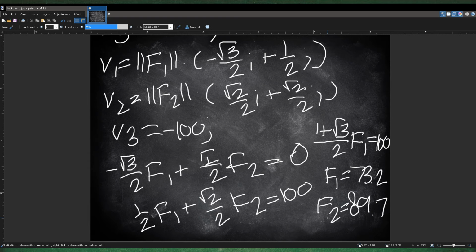So that's basically how you find the forces. The general picture of the box was like this. Force 1 would be on this line and force 2 would be on this line. So those are the forces of the wires holding the box.